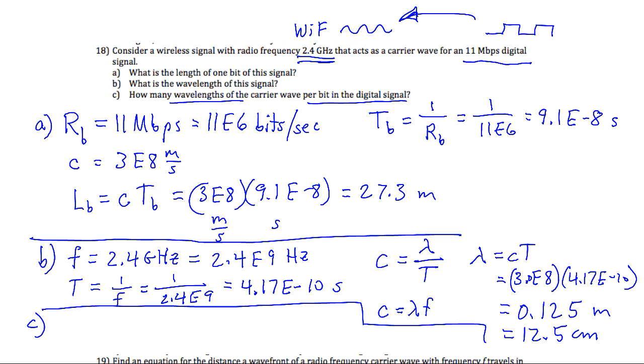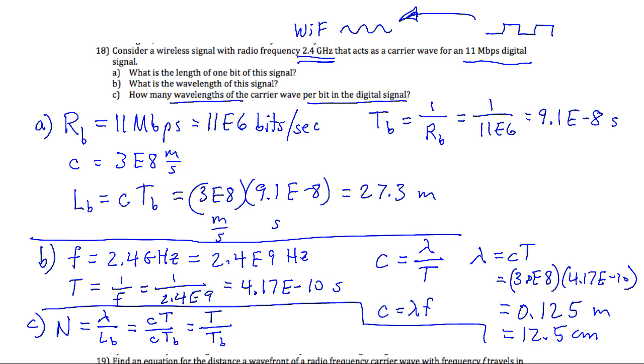It turns out that the number of wavelengths, n, per bit, we can take the wavelength of the signal and divide it by the length of a bit. We can also plug in these equations. Lambda is c times T over here, and L_B is c times T_B. In other words, the c's cancel, and the number is also the ratio of the period of the sine wave divided by the time it takes for 1 bit. Actually, we're going to get a very small number here because T is 10 to the minus 10th, whereas T_bit is 10 to the minus 8th.